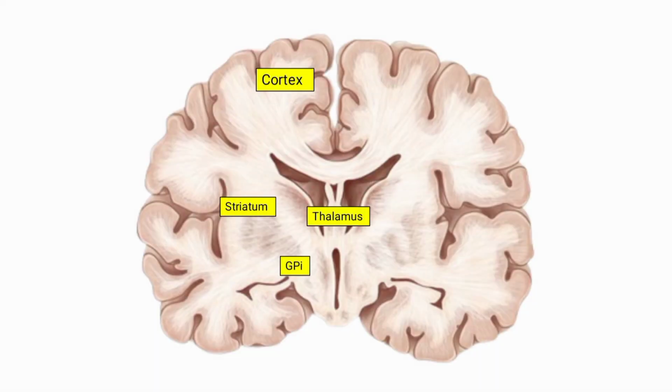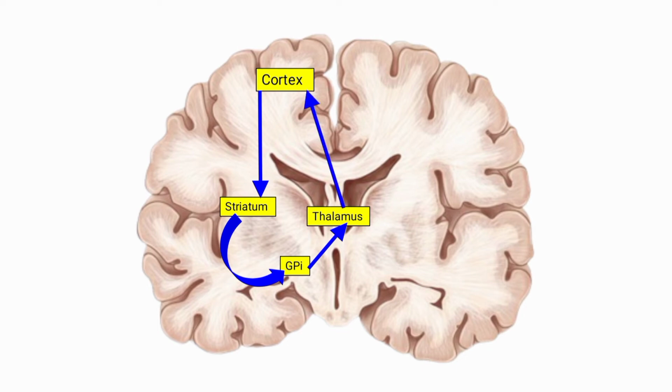So we have our direct pathway here, from the cortex to the striatum, from striatum to the globus pallidus internus, and from globus pallidus internus to the thalamus, and from nuclei of the thalamus to the cortex. This is our direct pathway.